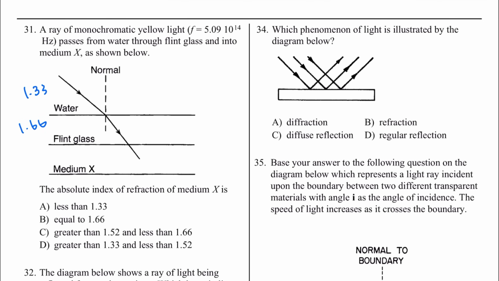Remember what I said before. Higher index of refraction means a denser medium, and a denser medium means that the light ray will bend towards the normal line. You can see this as the light ray goes from water to flint glass. It slightly bends towards the medium. But if you look from flint glass to medium X, there's no change. It just keeps going straight. So that means that the index of refraction of medium X is the same as flint glass. So this is also going to be 1.66. So the answer is B.